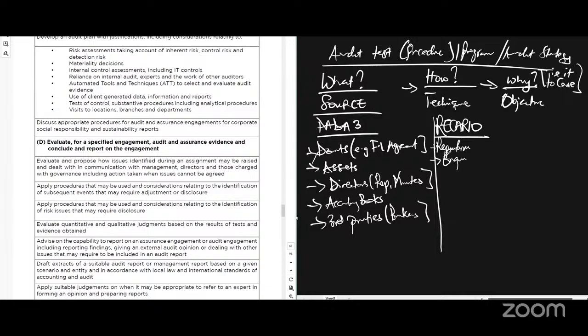Enquiries. You can make enquiries, ask questions. I get to ask, it shall be given. Confirmations. You can confirm, right? We have what? Analytical procedures. That's what? Using trends, right? Asking yourself, why did this happen? Using trends and relationships, ratios.